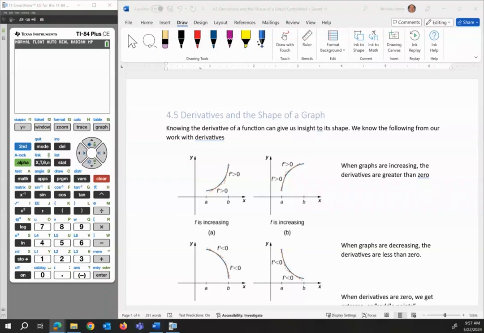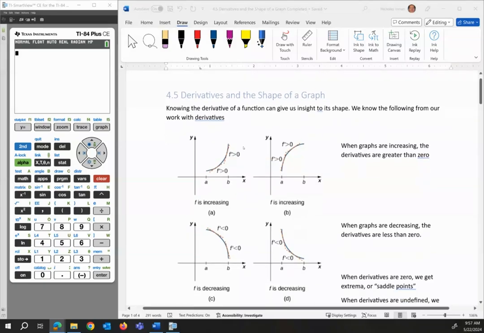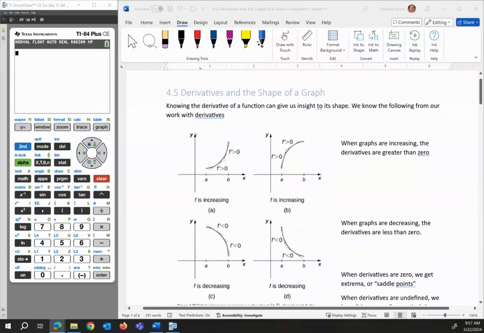Right, hello and welcome. We're taking a look at section 4.5. All right, so how derivatives can kind of help us with the shape of a graph. Okay, so we kind of know certain things about what derivatives do, and that's great, but now we want to be able to use those derivatives to help us create a graph.